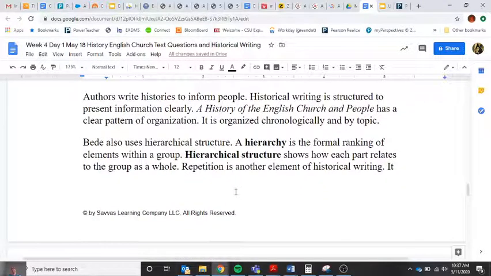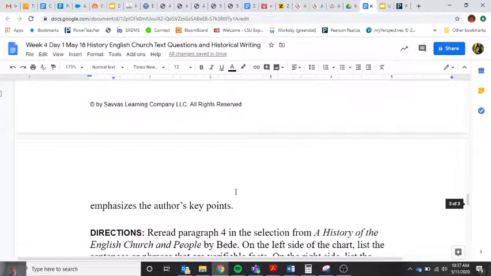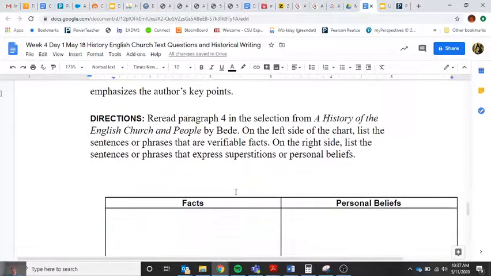Authors write histories to inform people. Historical writing is structured to present information clearly. A History of the English Church and People has a clear pattern of organization. It is organized chronologically and by topic. Beatty also uses hierarchical structure. A hierarchy is the formal ranking of elements within a group. Hierarchical structure shows how each part relates to the group as a whole. Repetition is another element of historical writing. It emphasizes the author's key points.